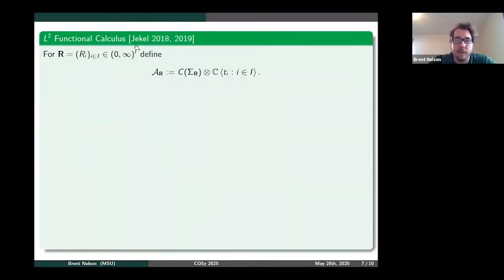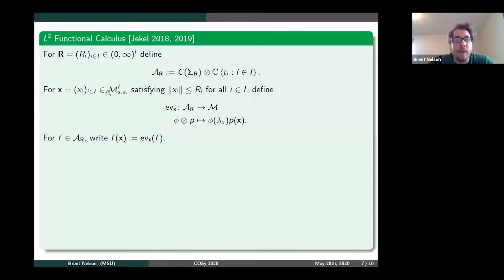And again, this appears in somewhat different forms, but in spirit is still very much the same in work of David's from 2018, 2019. So again, for a fixed tuple R, I'll let this script AR be the following algebraic tensor product. So continuous functions on our space of tracial non-commutative laws, tensored against the abstract polynomials. And now for each X in some von Neumann algebra satisfying this norm boundedness condition, we can define an evaluation map going from AR into M in the following way.